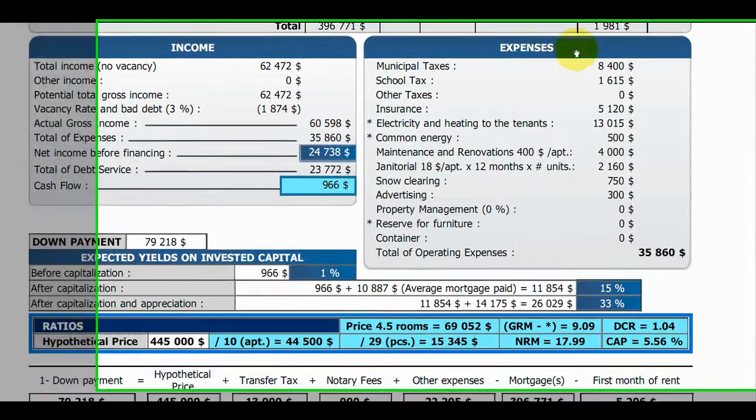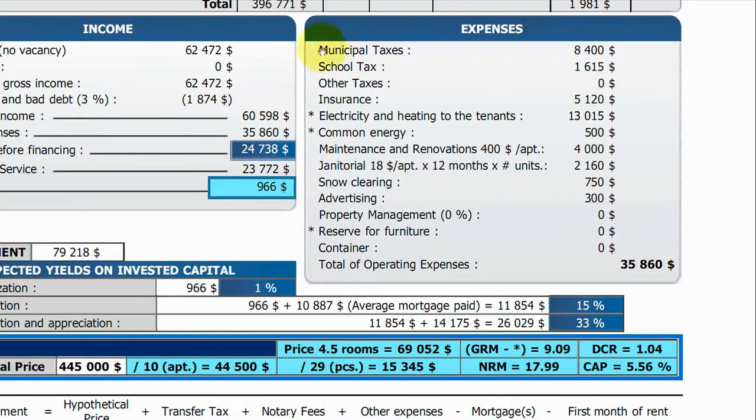9. Operating expenses. Municipal taxes. School taxes. Insurance. Heating, electricity, hot water provided for the tenants. Common energy, cost of heating and electricity for the common areas. Maintenance and renovations, $400 per unit.